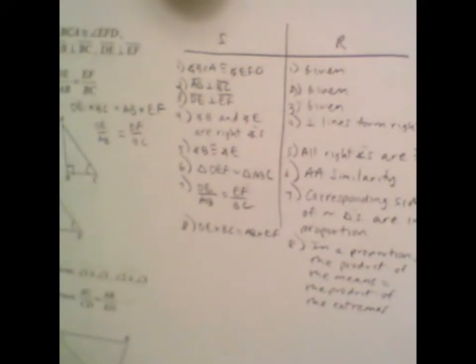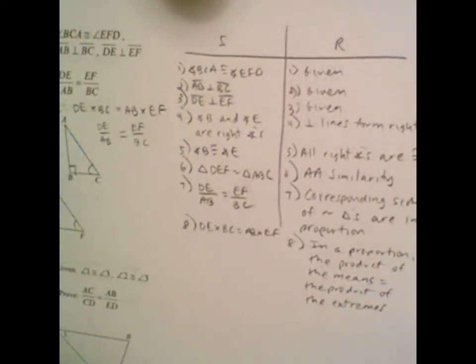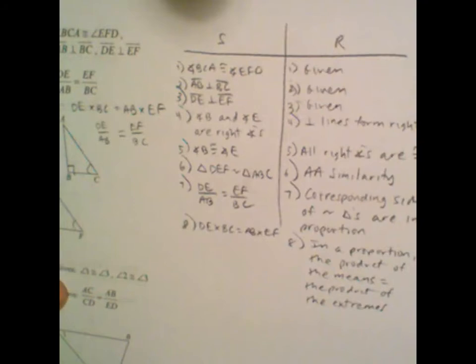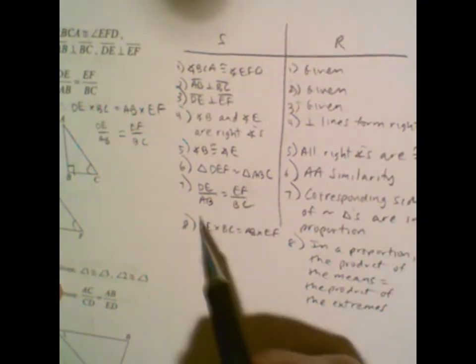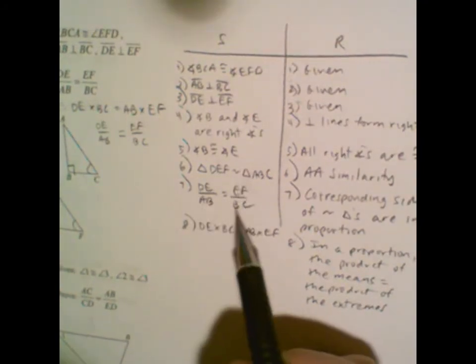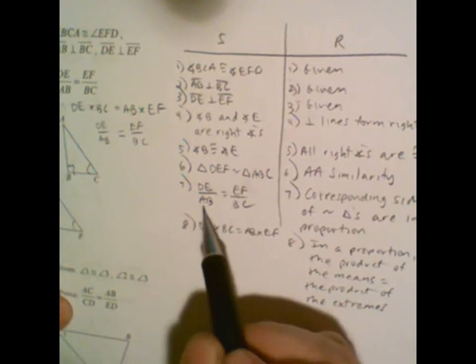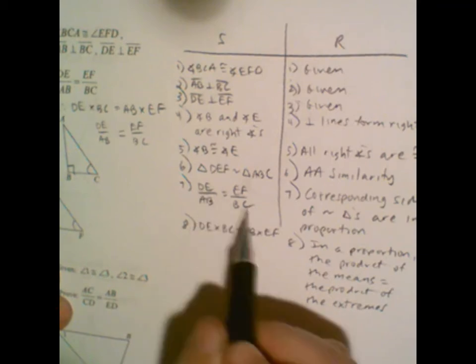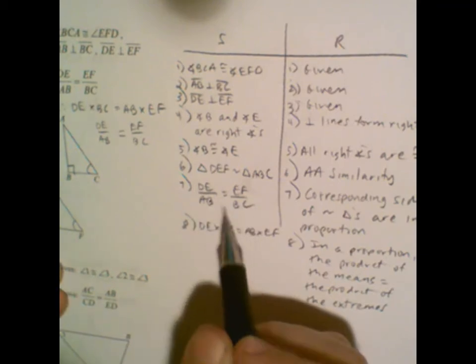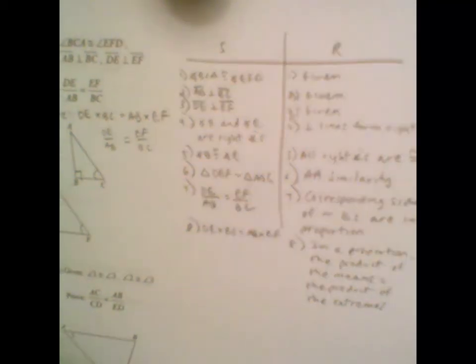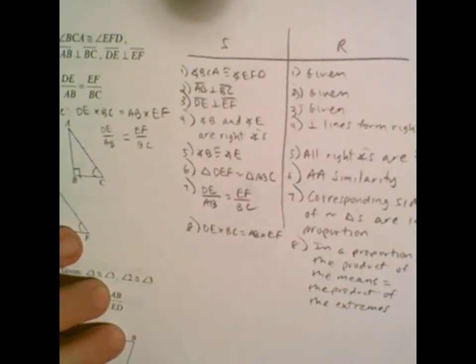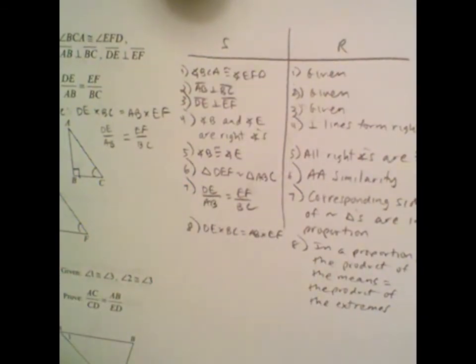So that was doing a proof at a new level. Now, what are the means and the extremes? The means, like if you're reading the New York Times, it goes down in columns. The means are the middle ones, AB and EF here. And DE and BC are the first and the last ones you would read if you were reading in columns. Those are the extremes. So in a proportion, the product of the means is equal to the product of the extremes. In other words, you're allowed to cross multiply.